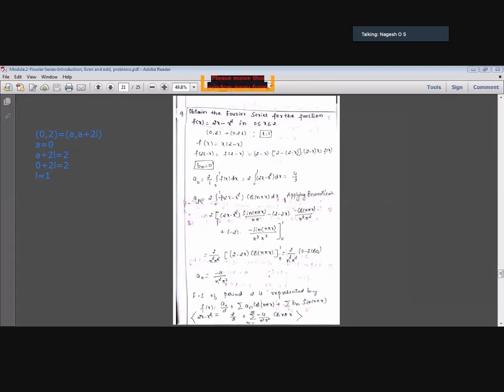Next, An equal to 2 by L, integral 0 to L f of x cos n pi x by L dx. Substitute L value. So 2 by 1, integral 0 to 1, 2x minus x square cos n pi x by 1 dx. Integrate this by parts. I think we did this problem, a similar problem, integration by parts. Integrate this, you will get minus 4 by n square pi square. Substitute A0 and An values. This is the answer. Okay. Any doubt in this?